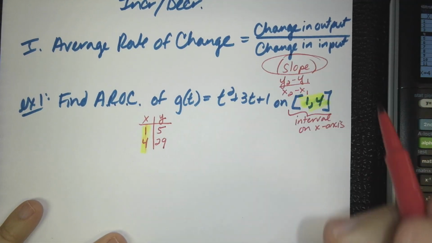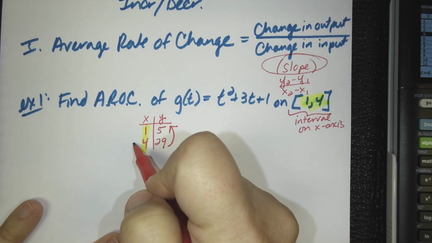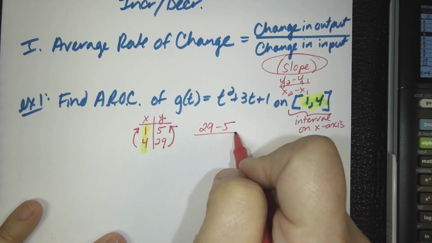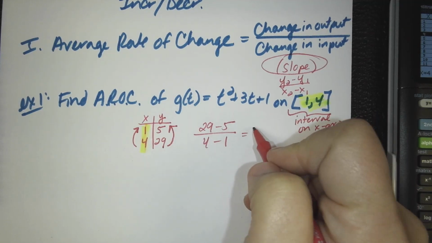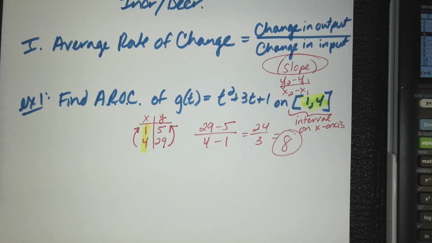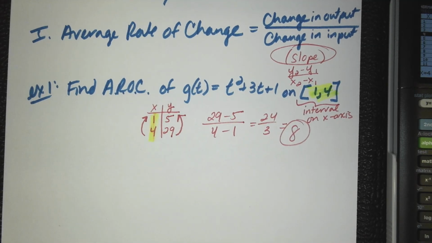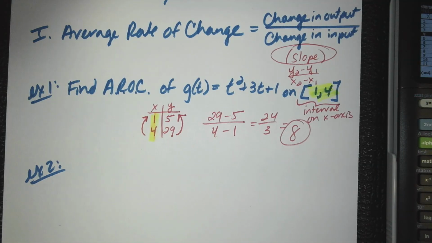Now remember, we haven't done this yet. We're going to do slope. Easy. y2 minus y1 over x2 minus x1. So 29 minus 5 over 4 minus 1. That's 24 over 3, which is 8. That's the average rate of change. It's 8. Easy peasy. Will it always be that easy? Of course. Let's do another one, because they might switch it up on you.